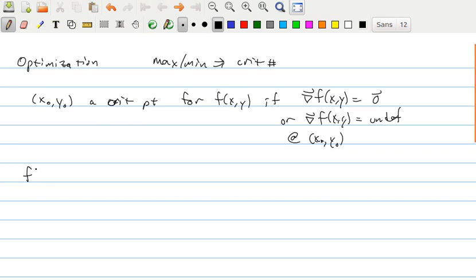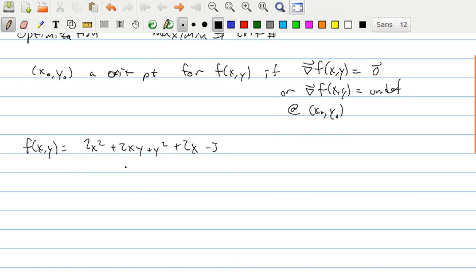Let's say we've got the function f(x,y) is 2x squared plus 2xy plus y squared plus 2x minus 3. And we want to find our critical points for this. So what we'll do is we'll take the gradient. The gradient of this function first is the partial derivative with respect to x. So that's 4x plus 2y plus 2.